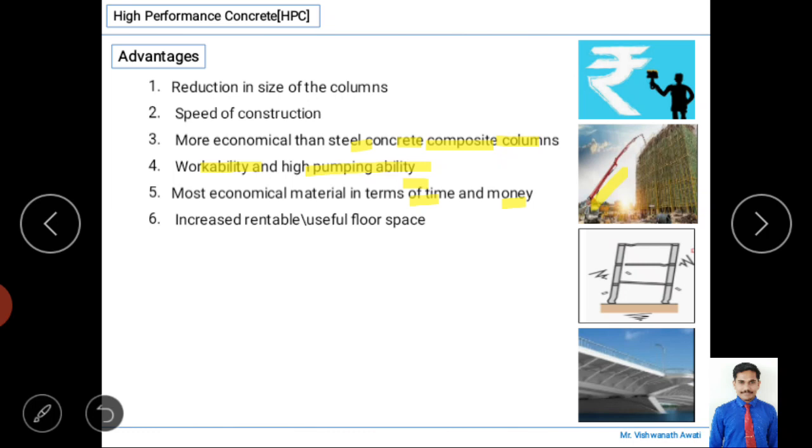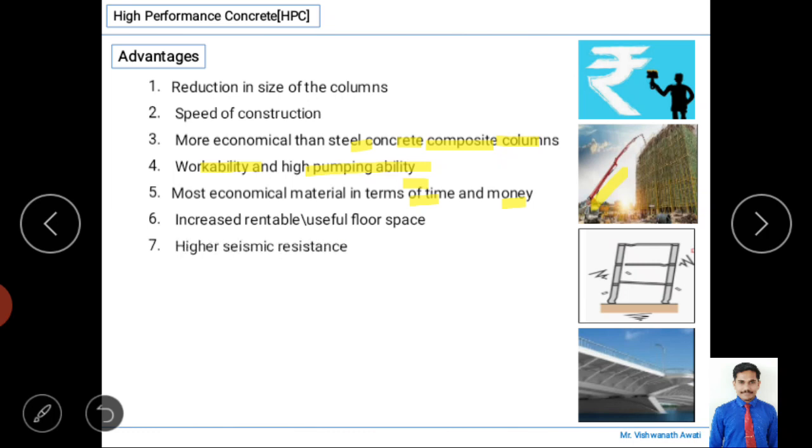Next is increased rentable or useful floor space, because, as I told, of the small sizes of the structural members, right? And workability is good, so we can achieve a good aesthetic appearance, as well as make good utilization of how much space is available on the floor. We can use the available space of the building very effectively.